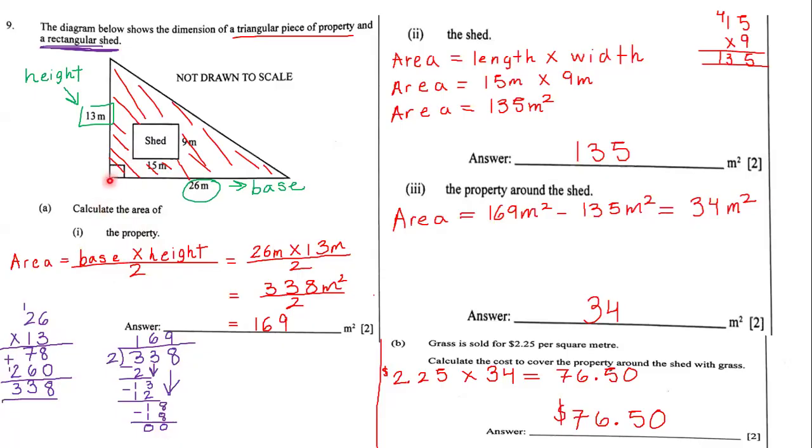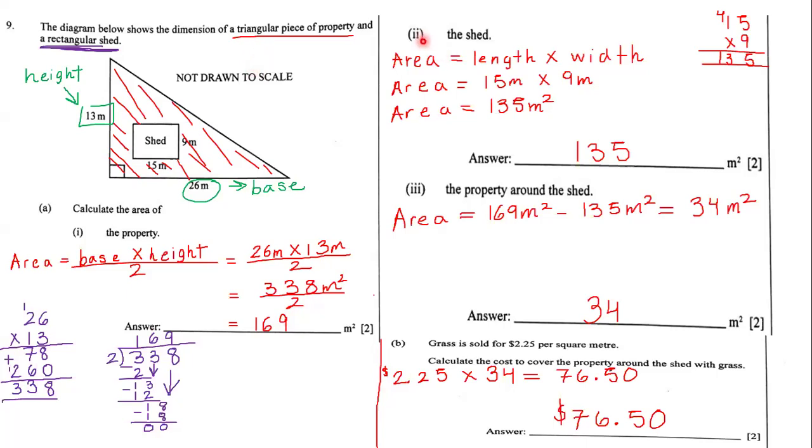From A. Okay, for the area of the property, you have to do base times height and you divide it by 2. So the base is 26 times the 13, equals 338 meters squared, over 2 equals 169 when you divide. Yes. And then B.